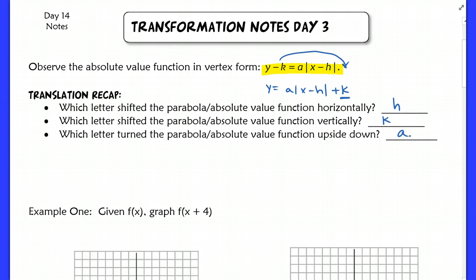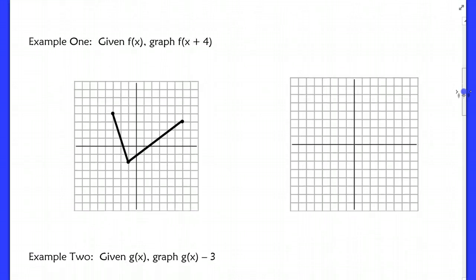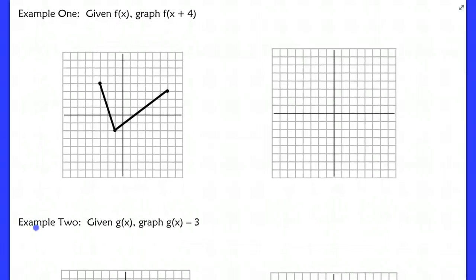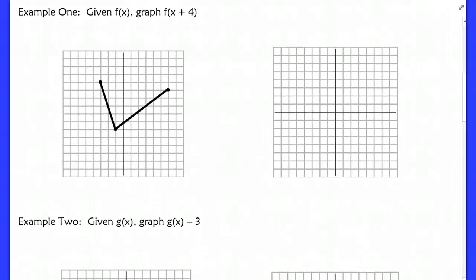Okay? So those three principles that we were looking at with absolute value functions are now going to help us when we have a graph that looks like this, where this doesn't necessarily follow a general mother function. So here we've got just an example with f of x. This function is titled f of x. Now we're trying to graph f of x plus 4.